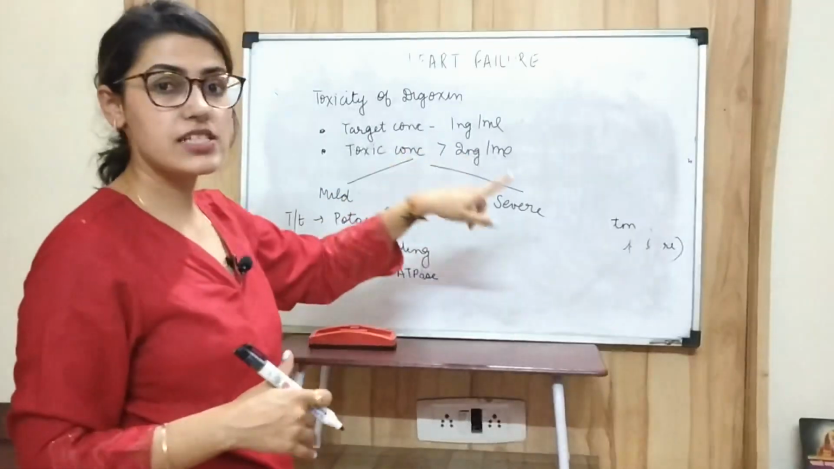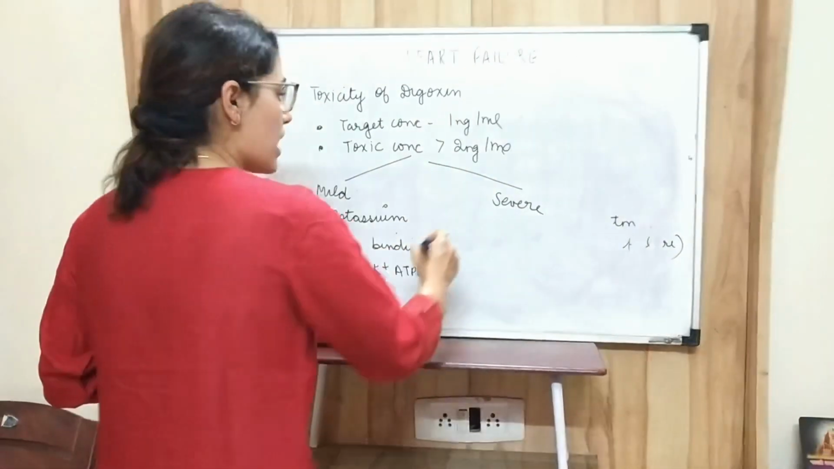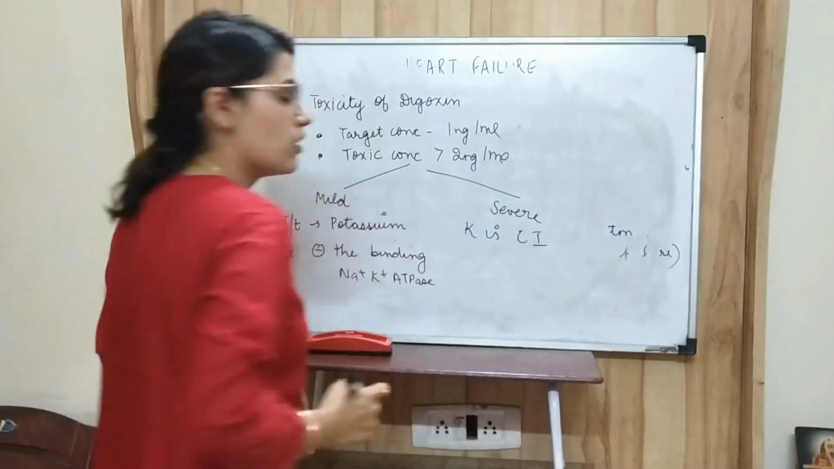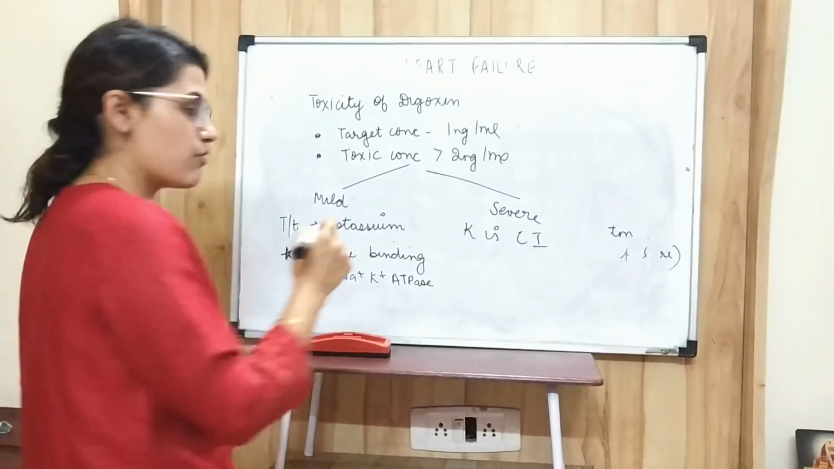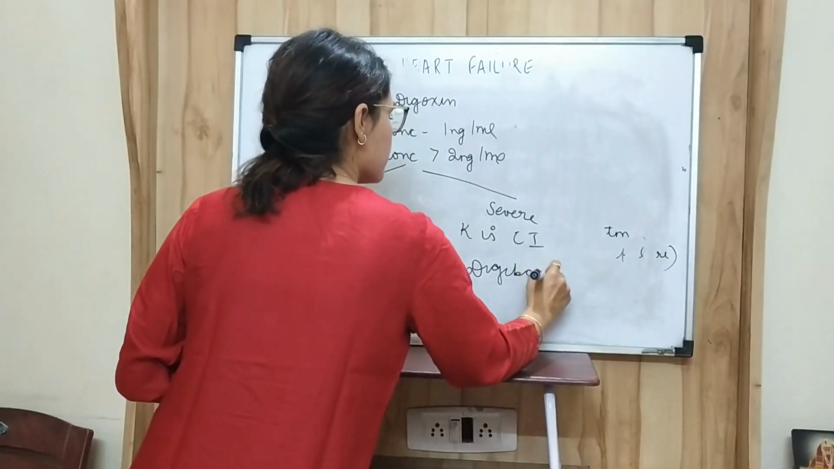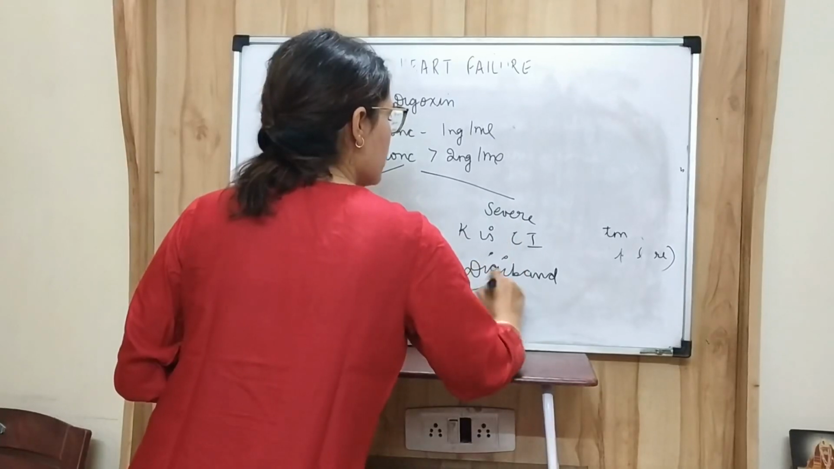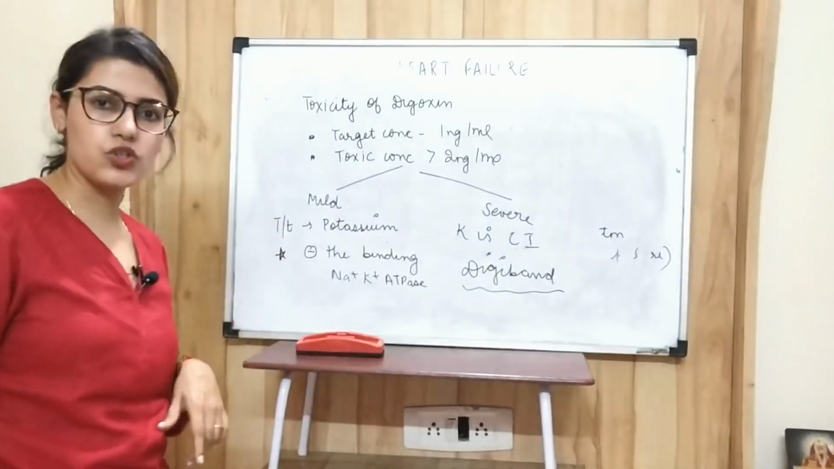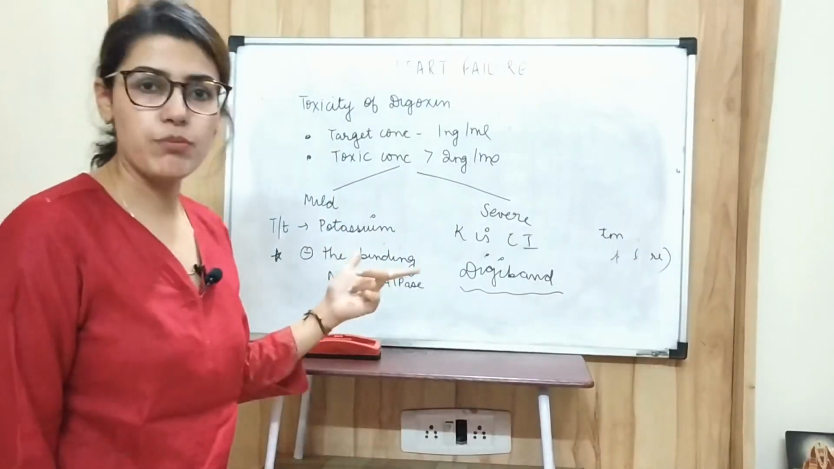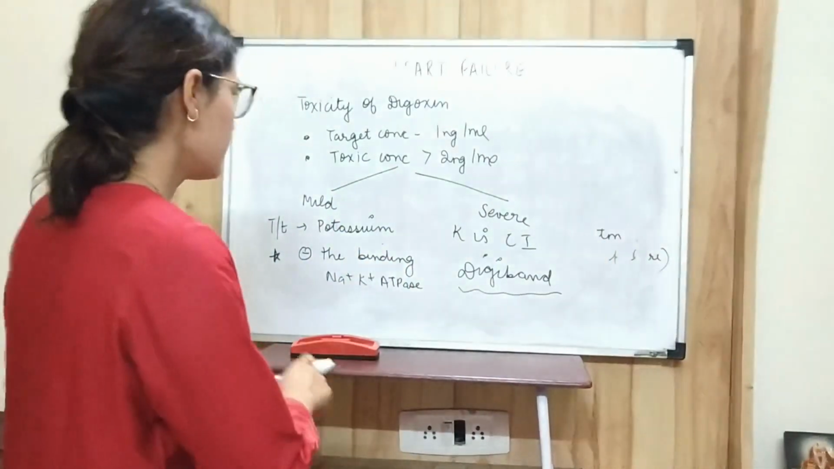But when there is severe toxicity, potassium is contraindicated, and for this we will give digoxin antibody. It is an antibody which binds to the digoxin molecule. It is given in severe toxicity.